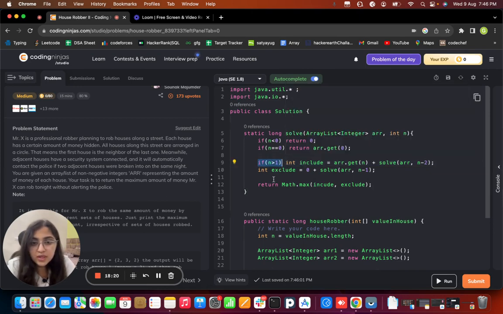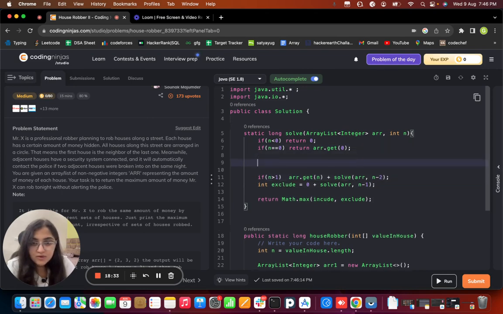One more thing, we are using this include in this line. If we limit include to the scope of this if condition, we might not be able to use it here. So let's define it upwards, over here, include, and we can give the initial value also. This is not dependent now, so we can give it here. And here we add include: include equals include plus solve, where we call the solve function and decrement the index by 2. That's all.